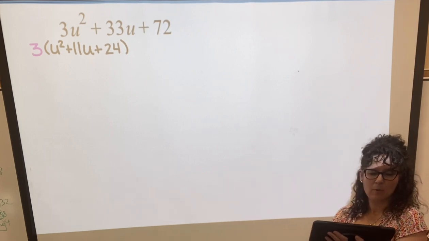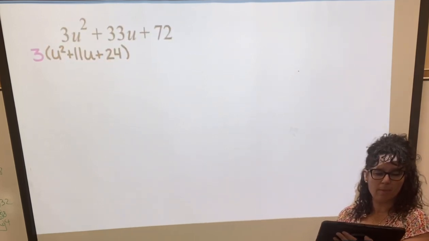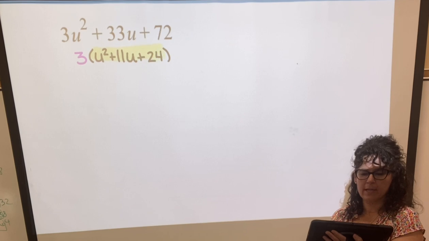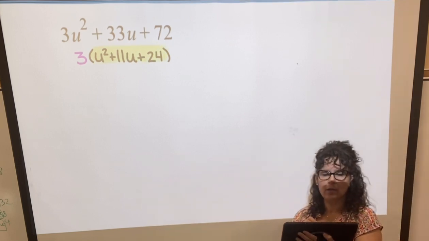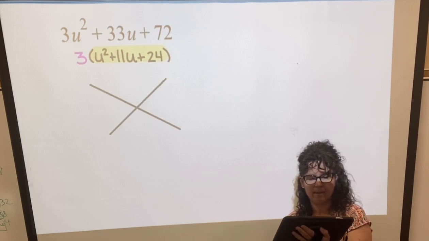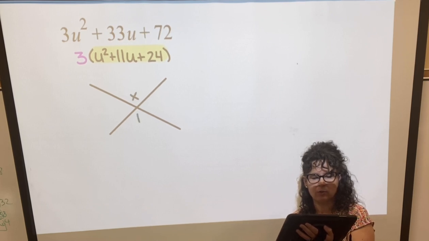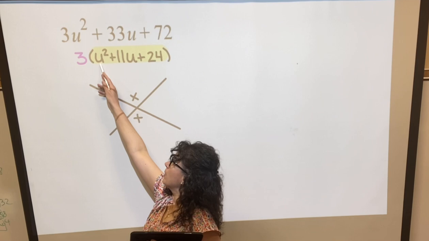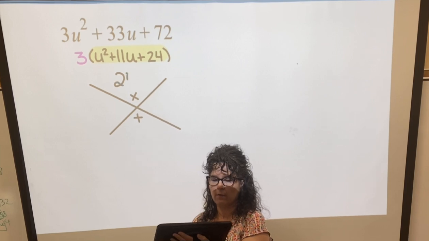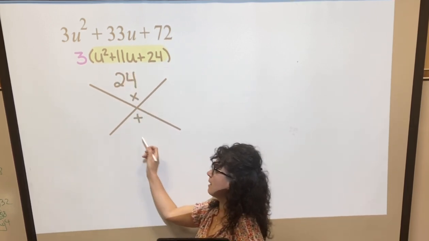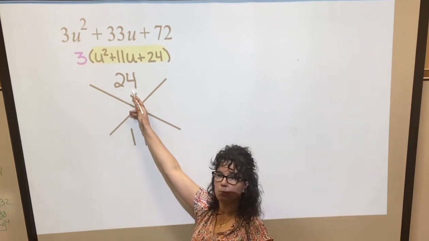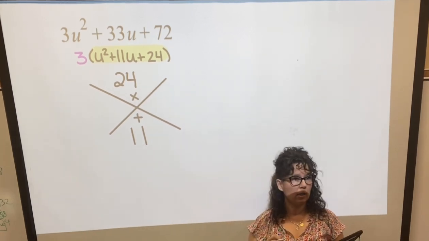Next, I'm going to worry about factoring what's in here. And so to do that, I'm going to draw myself an X. This one is about multiplication and this one is about addition. So the number in front of u squared is 1. So 1 times 24 is 24. The number in the middle is 11. And our goal is to think of two numbers that when you multiply them, you get 24, and when you add them, you get 11.